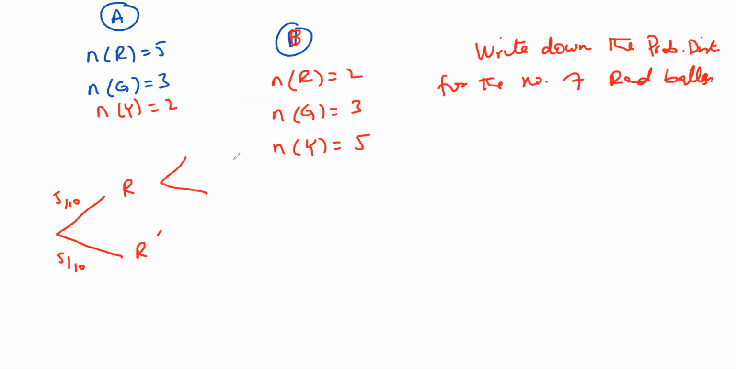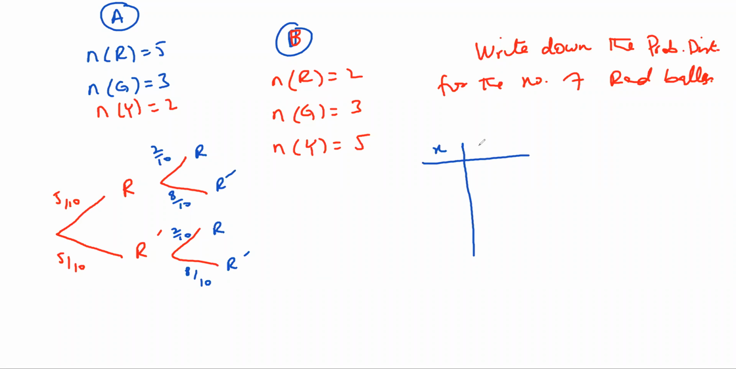And then from here, again, you have red and not red. So this is 2 over 10, and this is 8 over 10. Again, 2 over 10 and 8 over 10. So you see, what are the possible numbers of red balls over here?